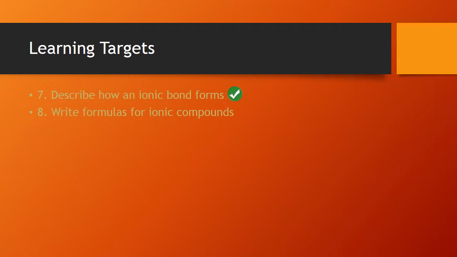So that completes our lesson on the ionic bonding learning targets. We have been able to describe how ionic bonds form, and we've also been able to write formulas for ionic compounds.